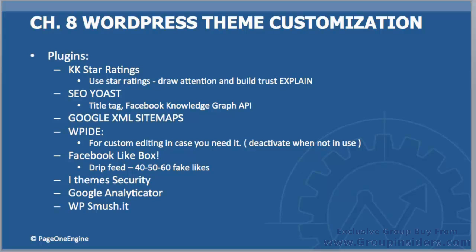The first one is the KK Star Ratings. This is to add microdata to your web page so Google can pull up some star ratings in the SERPs. What you want to do is manipulate a couple reviews. For example, when you're inputting the data, say you have 10 to 12 reviews and you're getting a 4-star or a 4.5 star. I wouldn't recommend using a 5-star just because it may look a little shady. Use the star ratings, and this will draw attention and build trust to your webpage when people are looking at it in the SERPs.